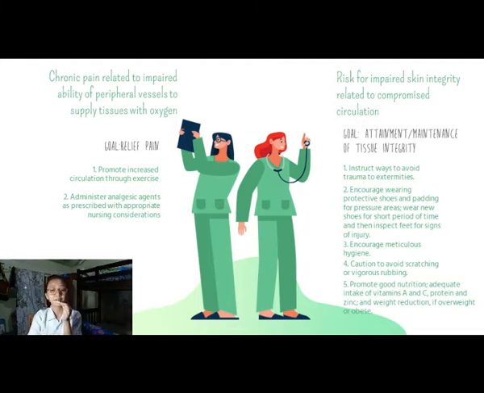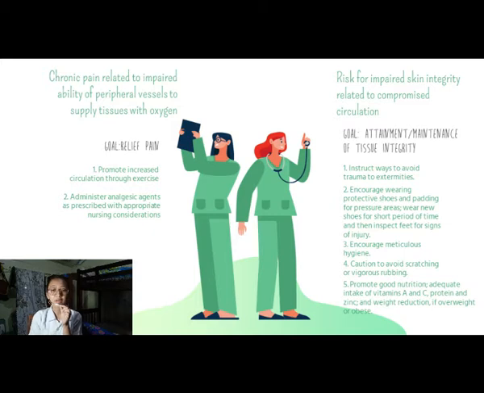Then, we have risk for impaired skin integrity related to compromised circulation. The goal is to maintain or attain the integrity of the tissues. First, you have to instruct the patient to, as much as possible, avoid causing any trauma to the extremities since poorly nourished tissues are more susceptible to trauma and bacterial invasion. Also, wound healing may take some time due to poor tissue perfusion.